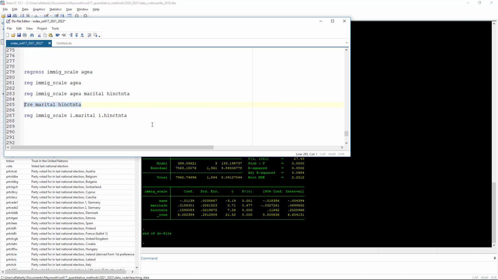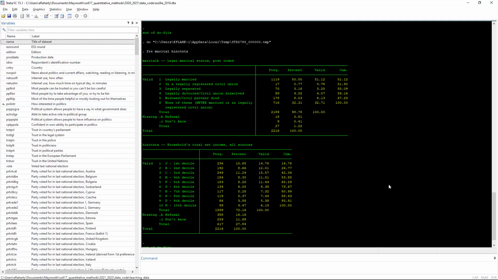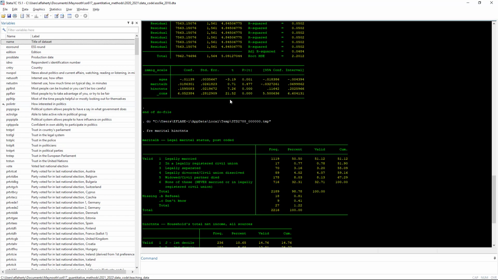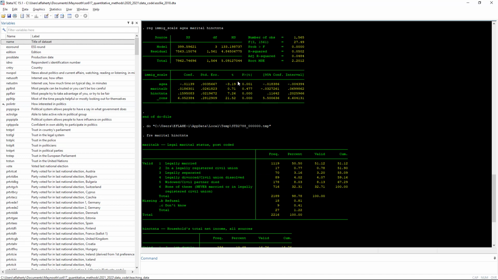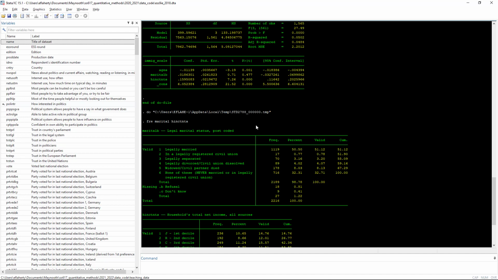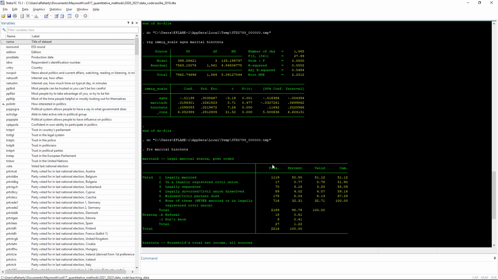Why is it problematic? Because if we examine the tables of these individual variables separately, we see that these are actually categorical variables. So in a sense, if we just were to run the model like this, Stata is automatically treating these as numeric variables, even though in fact they aren't. We have to tell Stata that these are categorical variables. So what we want to know is the effect of being in a civil union, the effect of being separated, the effect of membership of each of these different categories on average attitudes towards immigrants.